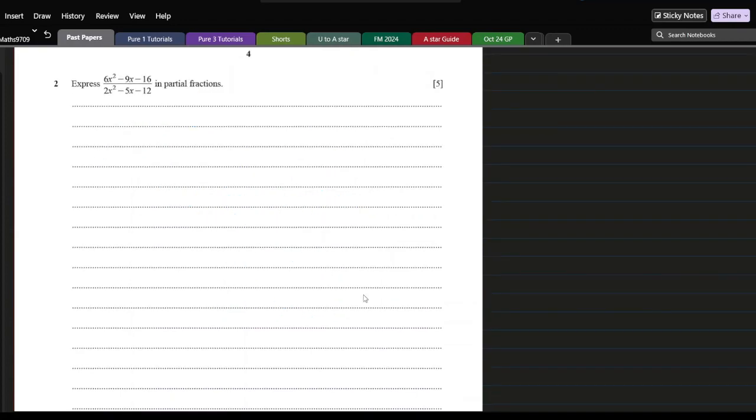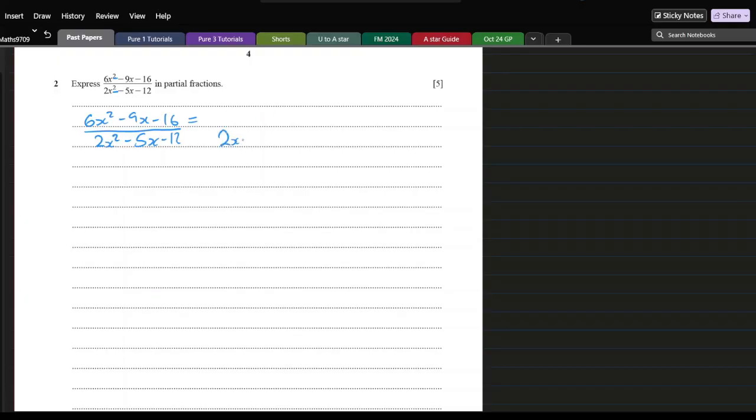Number 2. Express (6x squared minus 9x minus 16) over (2x squared minus 5x minus 12) in partial fractions. So we've been given this fraction. The highest power in the denominator is equal to the highest power in the numerator. This means we have an improper fraction. So use the method that you would usually use for decomposing into partial fractions when you have an improper fraction. I'm not going to use long division because I prefer this method that I'm about to show you.